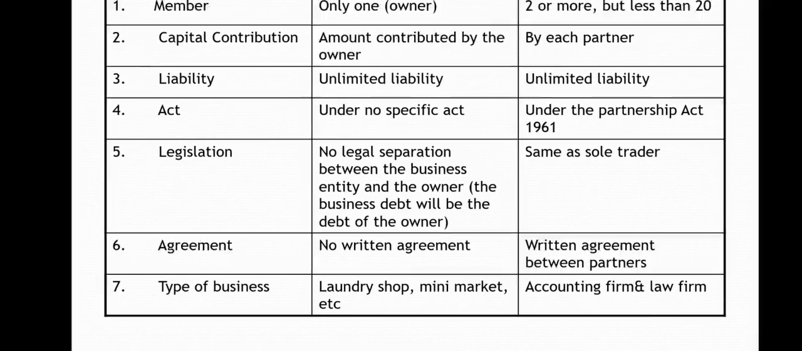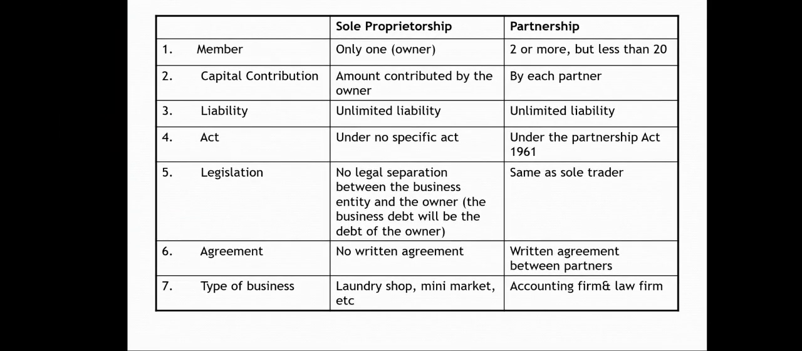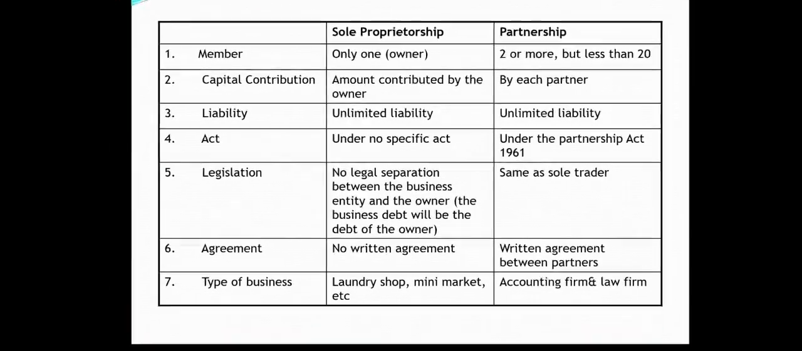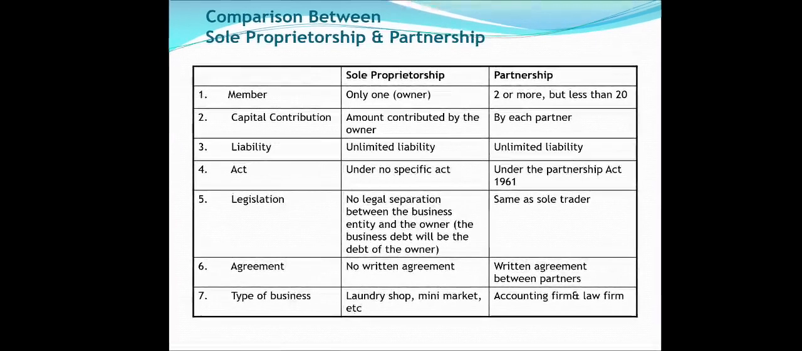Agreement. For a sole proprietorship, no agreement because it is owned by one person. But partnership, when you start a partnership, you have to write an agreement between the partners. And then number 7, type of business. You see, these are the businesses that typically related to sole proprietorship and partnership. Okay, that is about the difference between sole proprietorship and partnership.